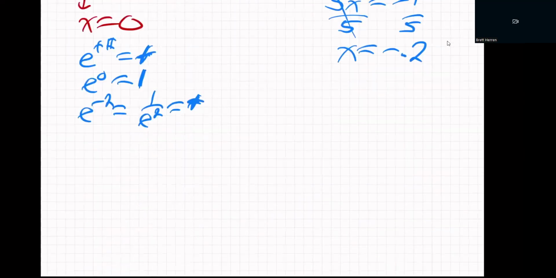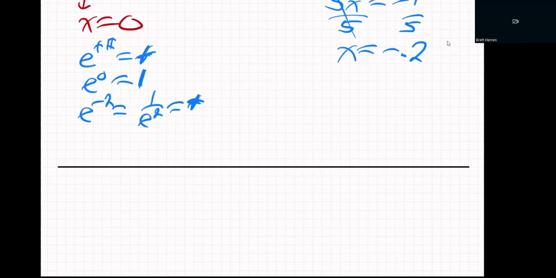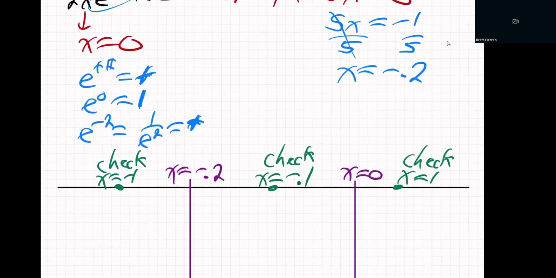So I have to check on the number line. Let's go to the number line and put these on there. So we're going to have x is -0.2 and x is 0, and we need to check between them. This would be something like -1 to check the left interval. What's something between 0 and -0.2? It'd be like -0.1. And then over here, x is 1. Check that.